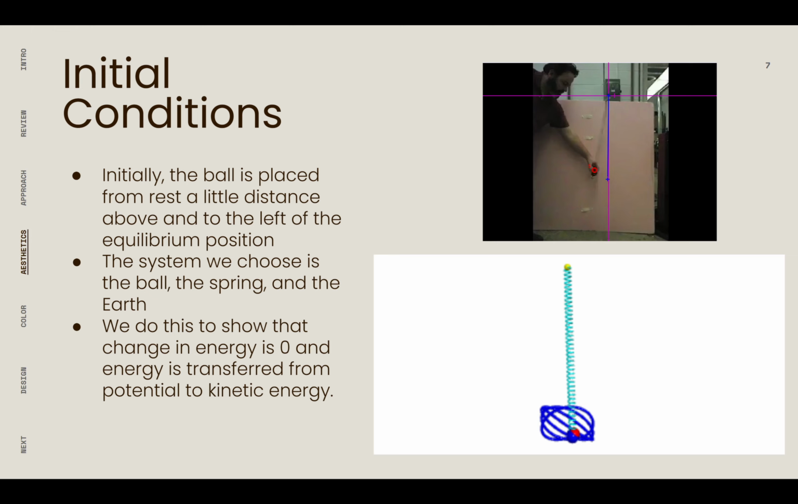Initially, the ball is placed from rest a little distance above and to the left of the equilibrium position. The system we choose is the ball, the spring, and the earth. We do this to show that the change in energy is zero and energy is transferred from potential to kinetic energy.